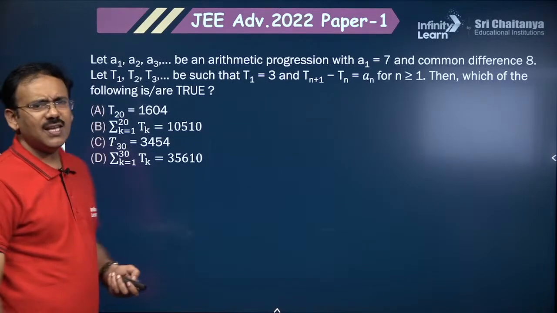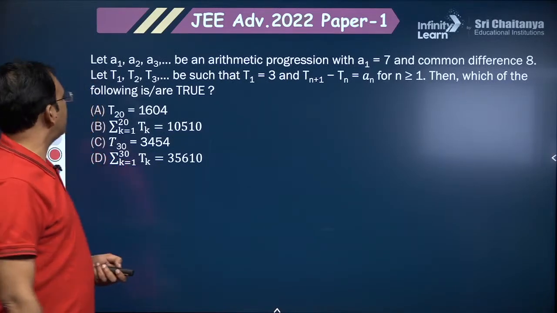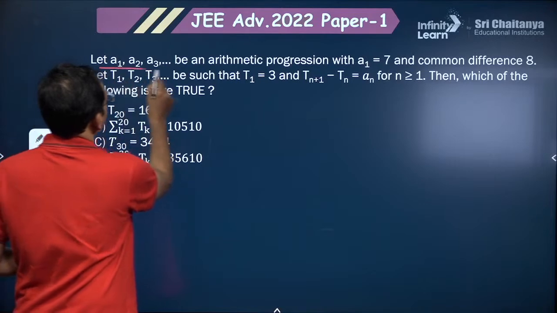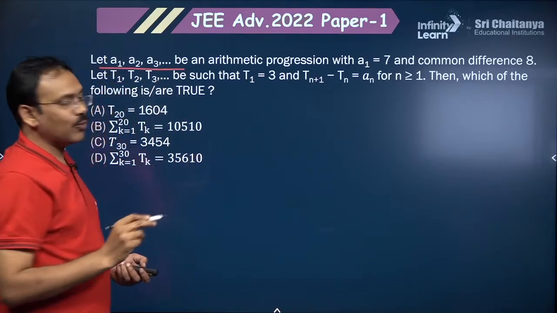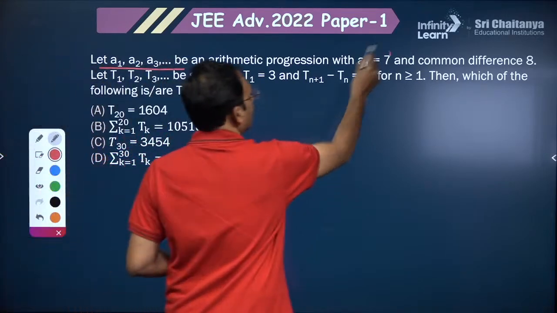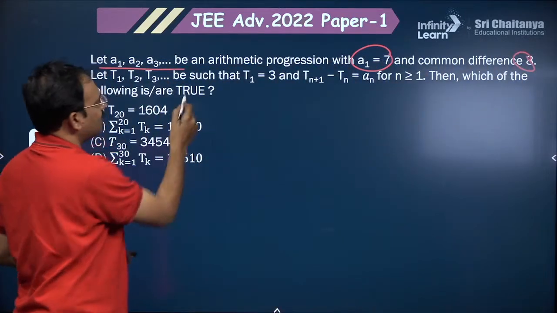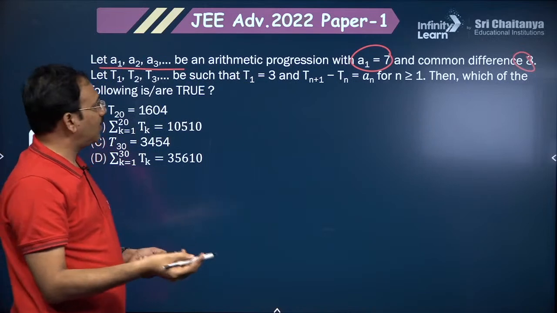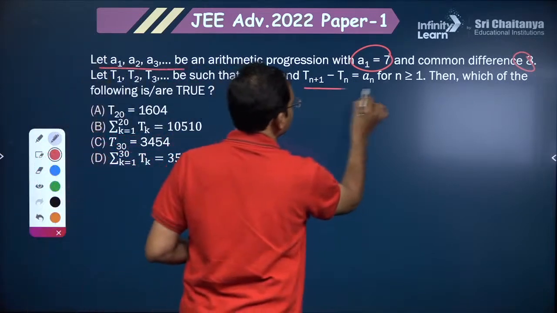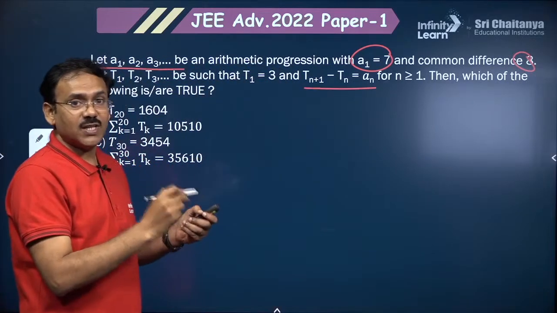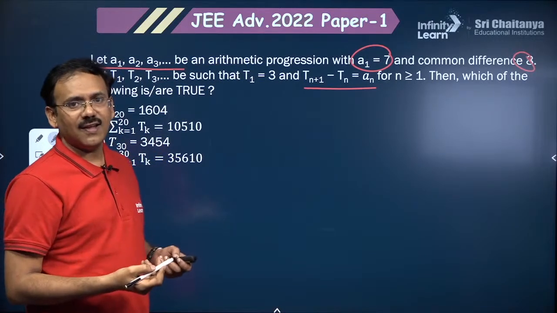Next question. It's a very interesting, simple one. Let A1, A2, A3 be an arithmetic progression with first term 7 and common difference 8. Let T1, T2, ..., Tn be such that T1 is 3 and T(n+1) minus Tn is An. So, this is a sequence where the first differences are in AP.